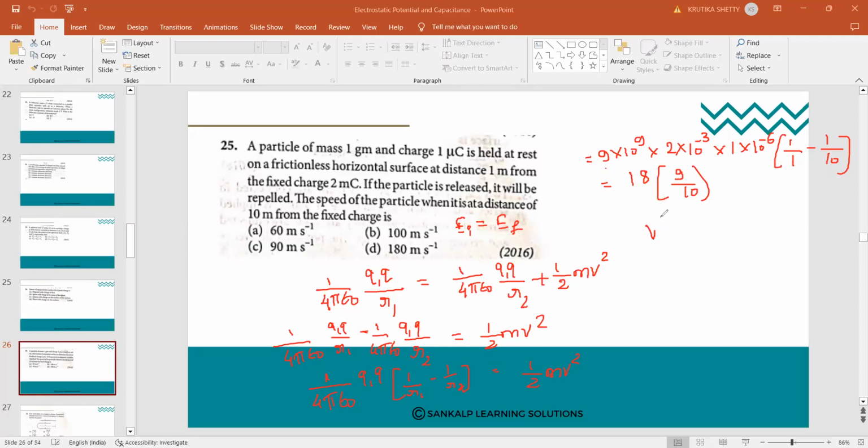Therefore v square is equal to half, so coming to this side it is 2 into 18 into 9 upon mass. See how much they have said, 1 gram. So in kg it becomes 10 raised to minus 3 into 10. I hope you are understanding the solution. Didn't anyone get the answer? Yes.